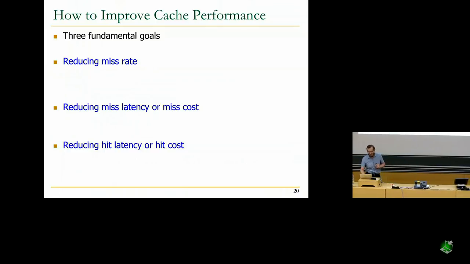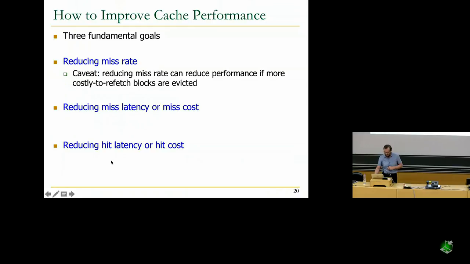You want to reduce the miss latency or miss cost, or you want to reduce the hit latency, hit cost. And ideally, you would like to do all of them, but some of these work against each other, as we've discussed before. Reducing the miss rate requires you to be bigger, for example, and bigger means slower, meaning that both your hit latency and miss latency increase. Yeah, that's what we said, basically.